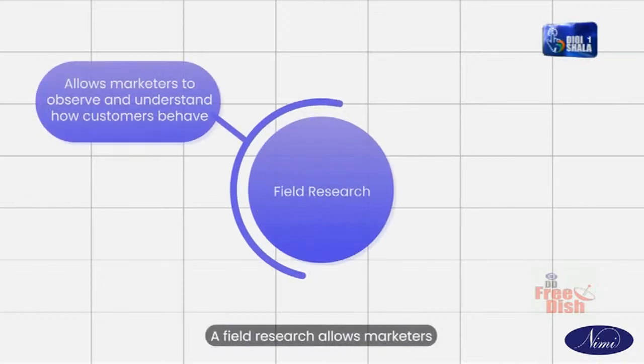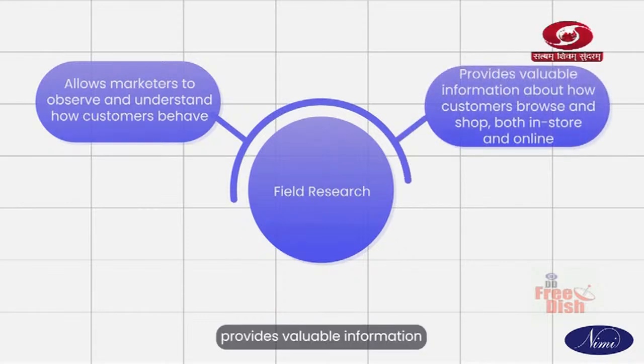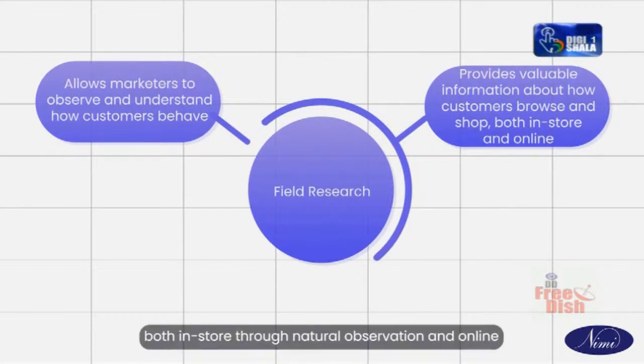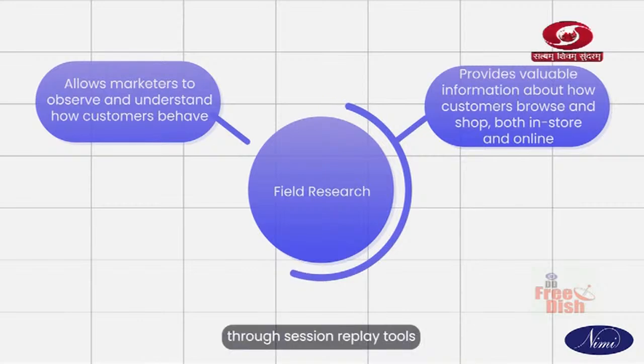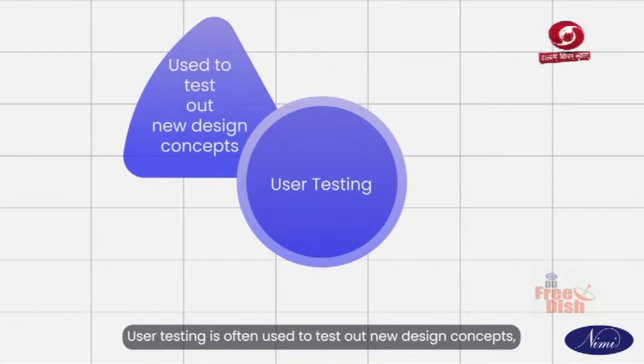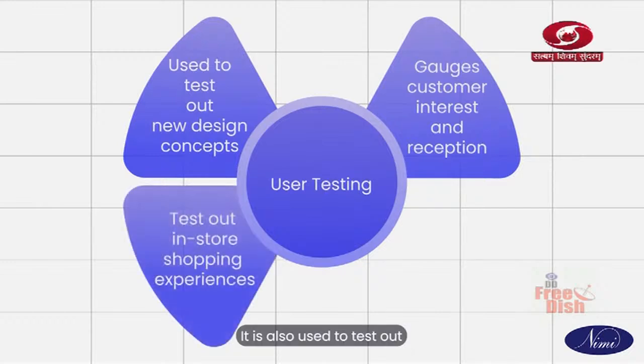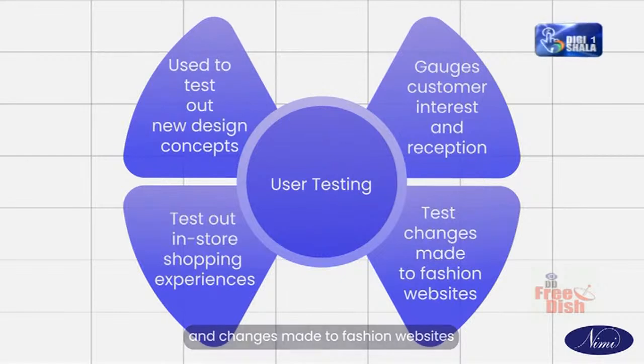Field research allows marketers to observe and understand how customers behave in a natural setting, and provides valuable information about how customers browse and shop, both in-store through natural observation and online through session replay tools. User testing is often used to test out new design concepts. User testing gauges customer interest and reception. It is also used to test out in-store shopping experiences and changes made to fashion websites.